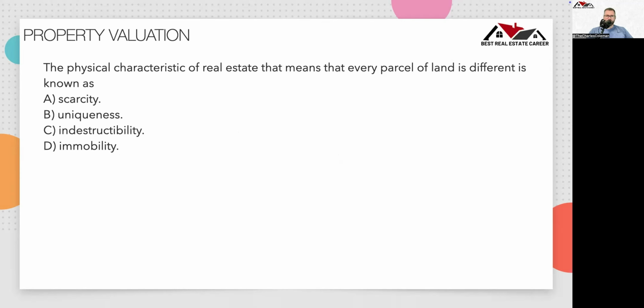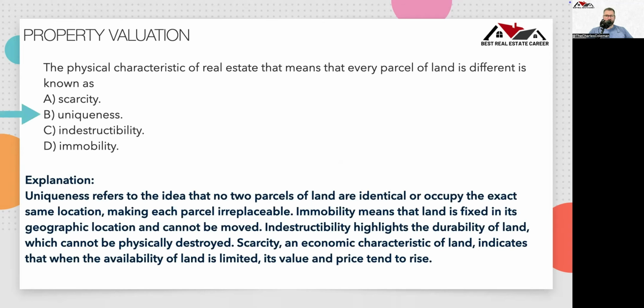The physical characteristic of real estate that means that every parcel of land is different is known as B. Uniqueness refers to the idea that no two parcels of land are identical or occupy the exact same location, making each parcel irreplaceable. Immobility means that the land is fixed in its geographical location and cannot be moved. Indestructibility highlights the durability of the land, which cannot be physically destroyed.